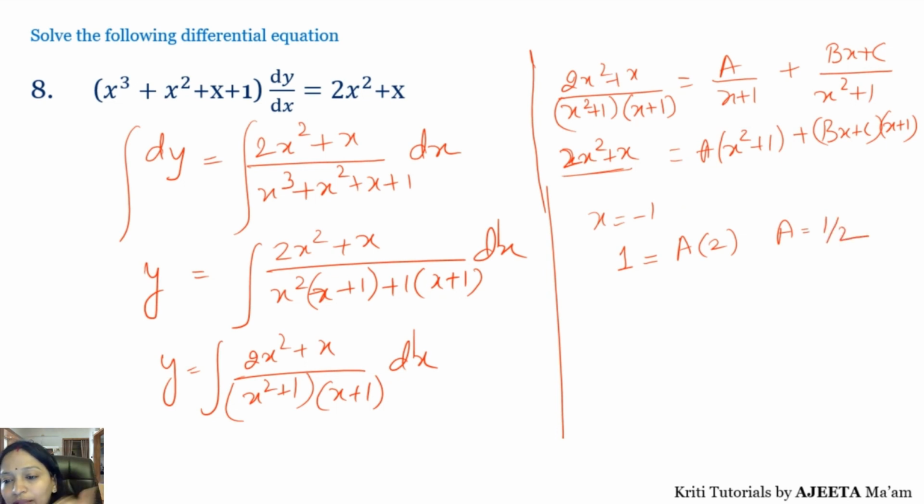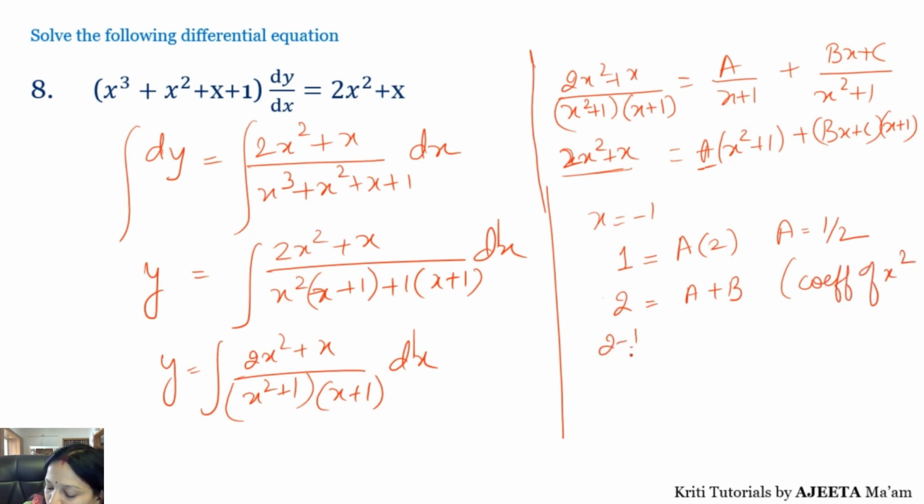नाउ लेट्स सॉल्व इट बाय कंपेयरिंग. नाउ एक्स स्क्वायर का कोफिशिएंट क्या है? 2 ऑन द लेफ्ट हैंड साइड. ए का एक्स स्क्वायर ए और बी का, तो ए प्लस बी इज एक्स स्क्वायर. किसका कोफिशिएंट कंपेयर किया हमने? ये कोफिशिएंट ऑफ एक्स स्क्वायर. नाउ 2 माइनस हाफ इज बी. सो व्हाट विल बी बी? 3/2. सी का वैल्यू निकालना है अब हमें.